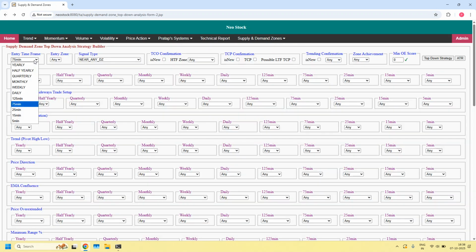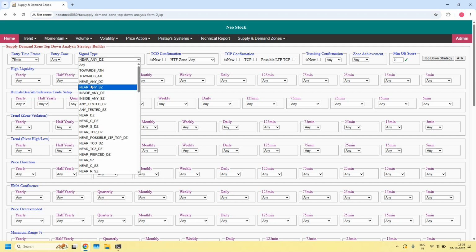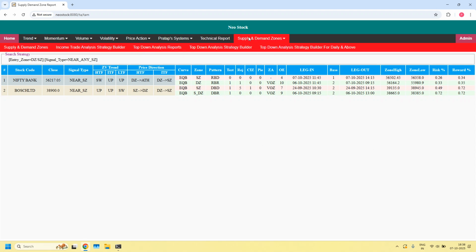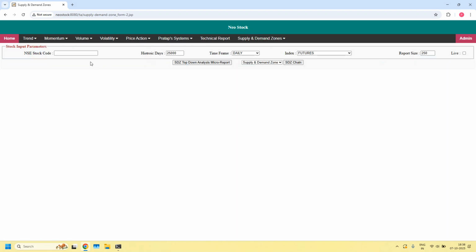Next, for 75 minutes time frame, stocks near to the 75 minutes supply zone, we got only 2 stocks, and we don't have any 75 minutes high liquidity supply zones from this list. So this is about high liquidity zone identification. Next, I will generate NIFTY and BANKNIFTY supply demand zone chain report, starting with NIFTY.